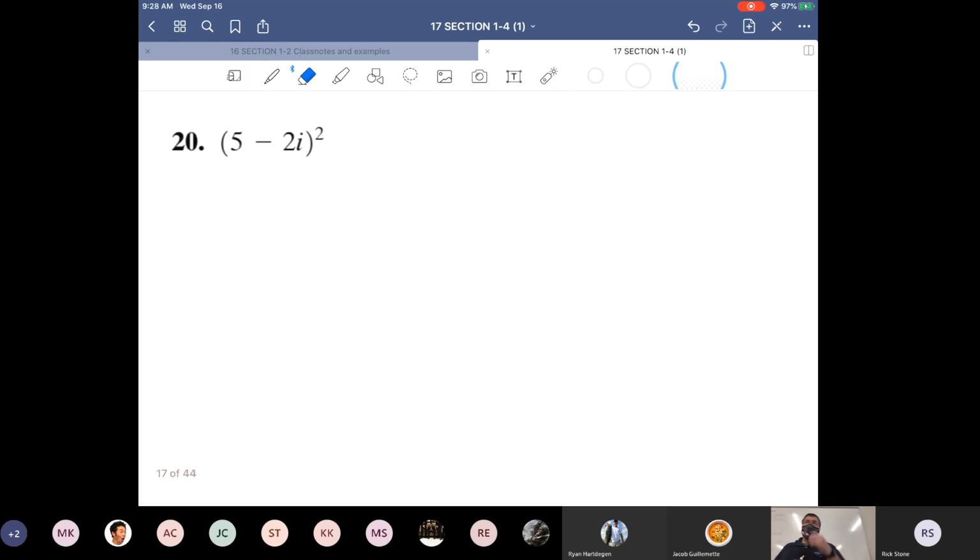Well, how are we going to handle this thing? Remember, it's like a binomial. When we square a binomial, we don't just distribute the square. We have to write it out and FOIL it out, right? So we're going to write it out and FOIL it out. We'll have 5 minus 2i times 5 minus 2i.